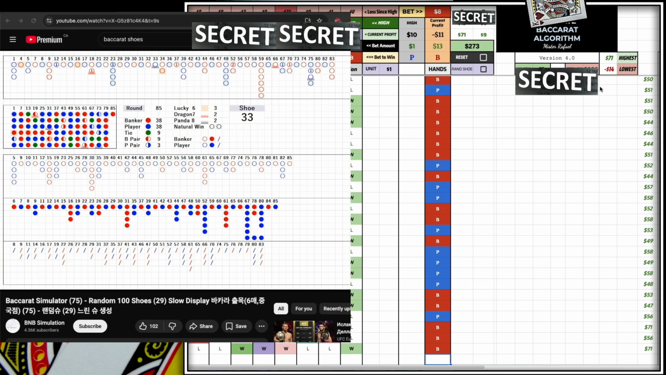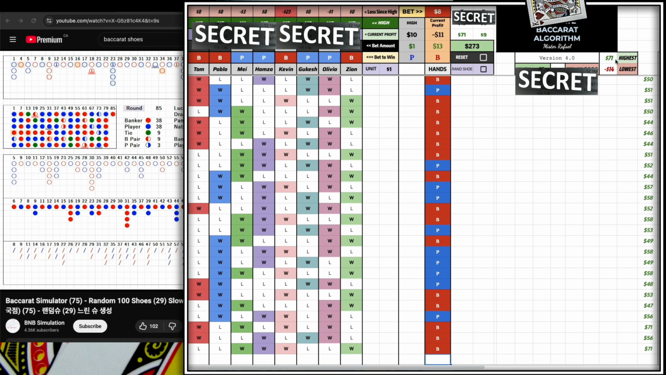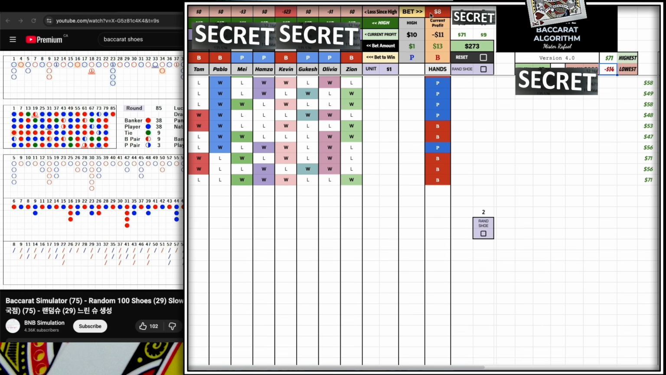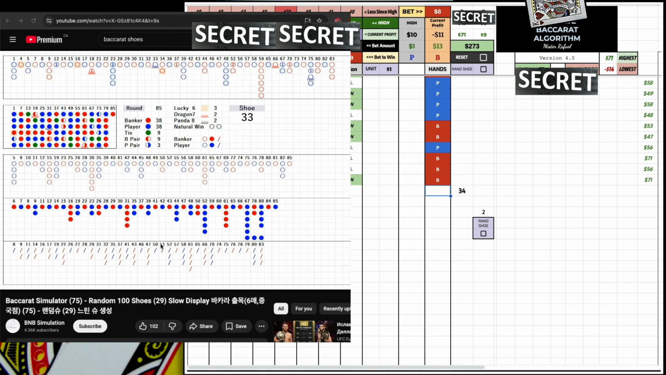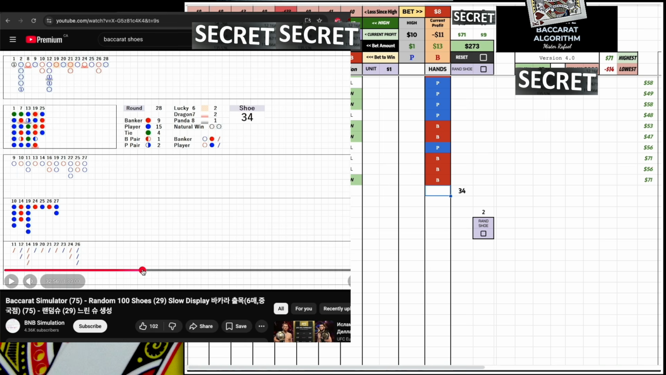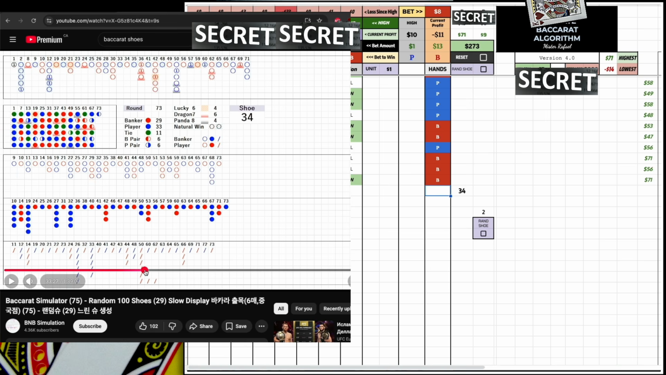All right. Highest profit was $71, which is what we are currently sitting on. Lowest minus $14. And next bet would be $8 on banker. So shoe 34 is next. Start it from here. You can see that it handles most patterns very nicely, this algorithm.